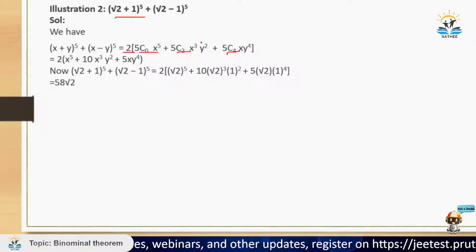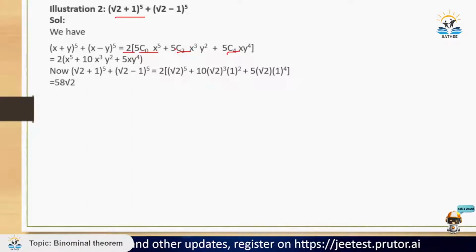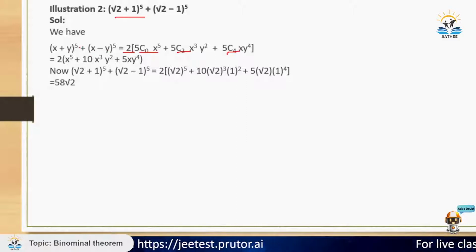Y power 5 will get cancelled, y power 3 will get cancelled, and y power 1 will also get cancelled. That is, odd terms will get cancelled because one would be plus, one would be minus, and in even terms, minus will be squared, so it will again become plus. That's why these two will become equal for even terms, and for odd terms, they will cancel each other. So this is your final answer.